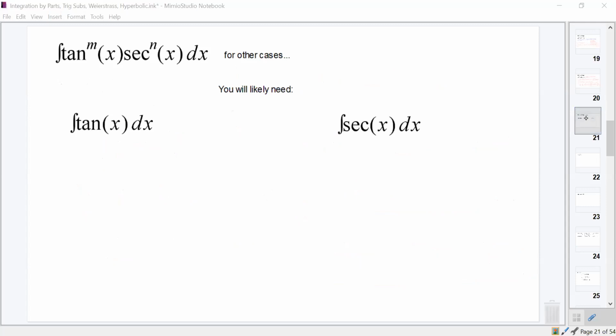Now, for any other cases, so basically any cases where the power on the tangent is not odd and the power on the secant is not even. So, if we got an even power on the tangent and an odd power on the secant, we're going to need, most of the time, one of these two integrals. So we should already know the integral of tangent, right? What's the integral of tangent? We did a simple u substitution to figure that one out the other day, right? And I said, probably helpful if you just memorize it, right?